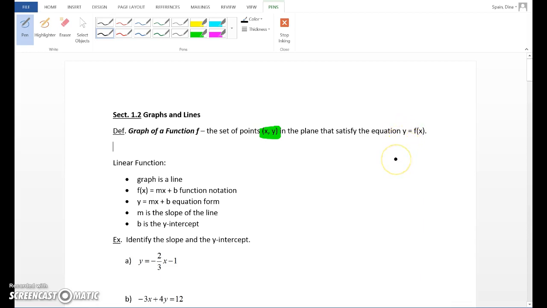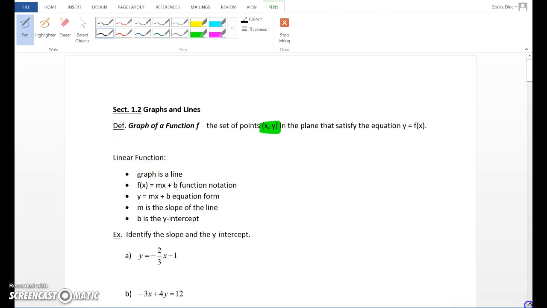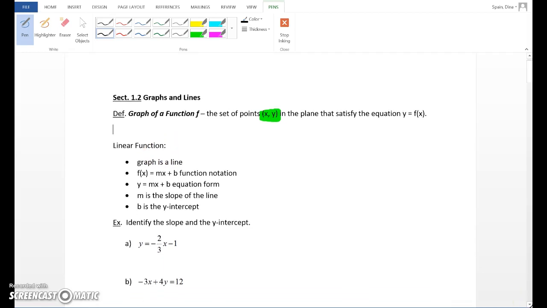Let's talk a bit about linear functions. There are some bullets that happen to be true about linear functions. The graph is a line, first of all, and in function form, I'm grabbing this highlighter, it looks like this: f of x equals mx plus b. That's in function notation. The equivalent equation form is right underneath, y equals mx plus b.